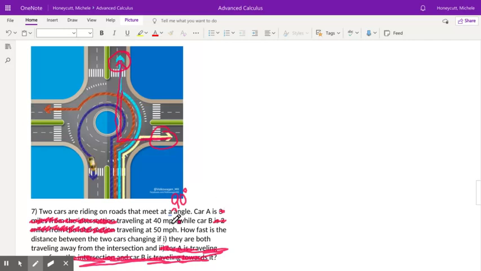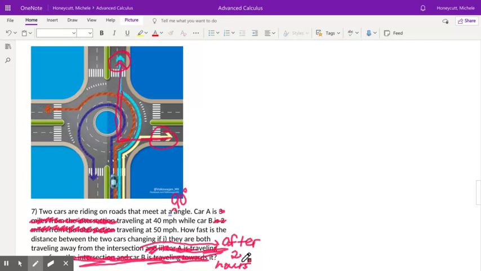Car A is traveling 40 miles per hour. Car B is traveling 50 miles per hour. How fast is the distance between the two cars changing if they're both traveling away from the intersection? And then we need to add after 2 hours. So after 2 hours, how fast are they traveling away from each other?